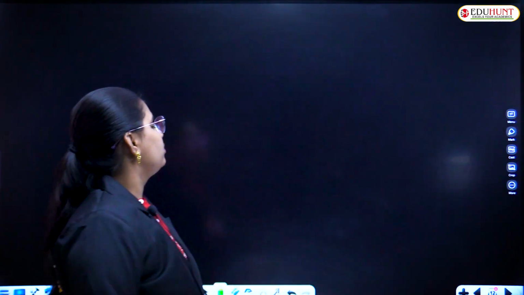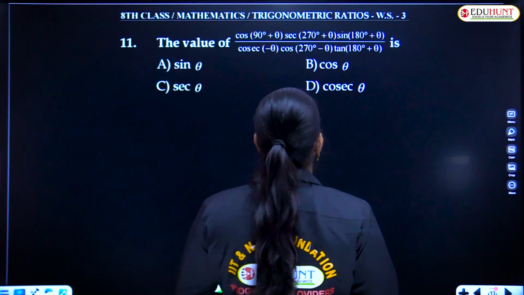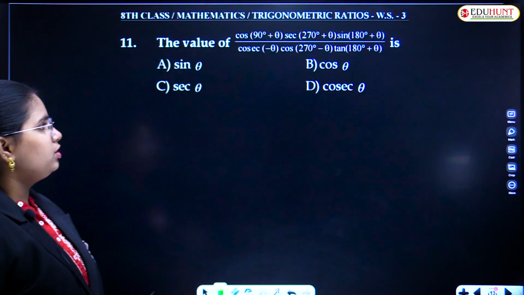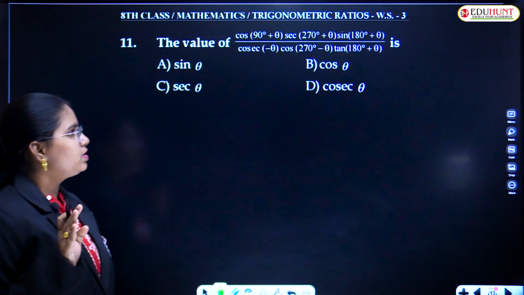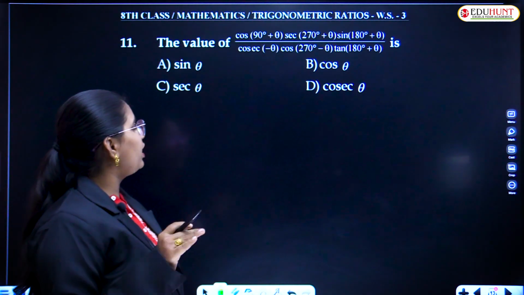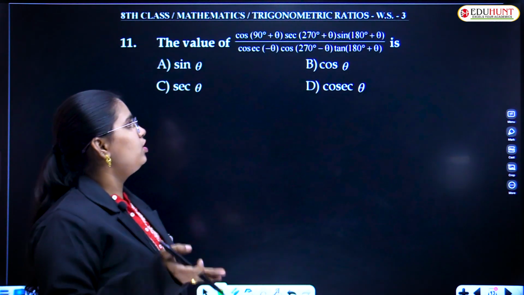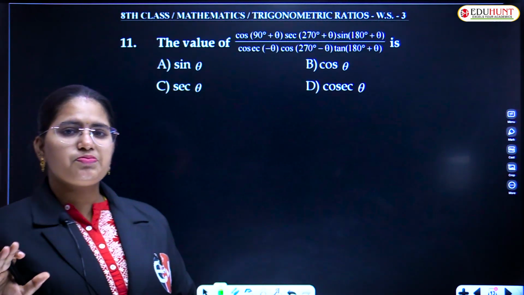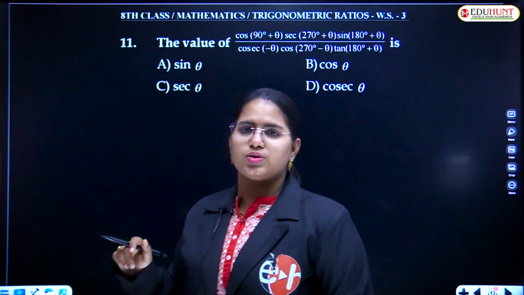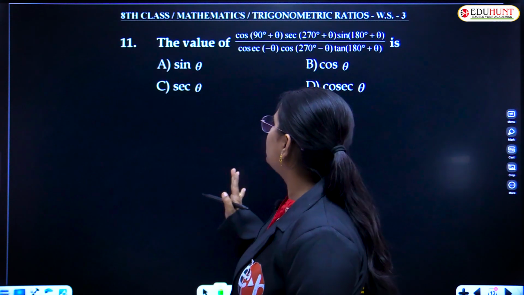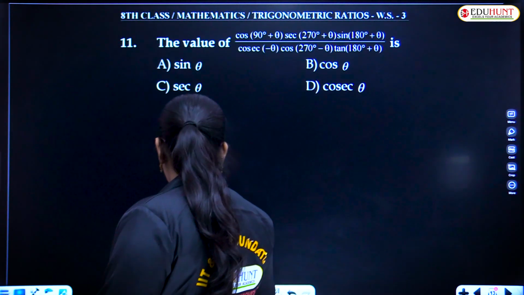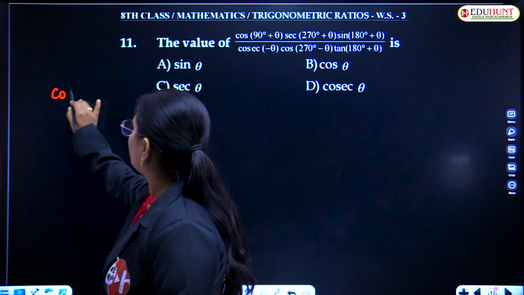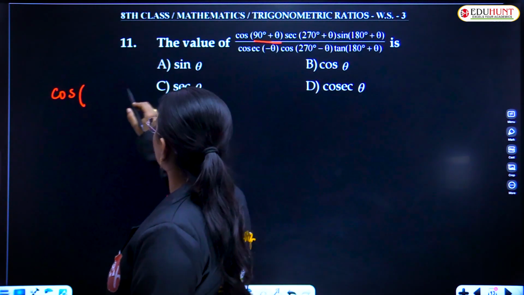So what is my next problem? The value of cos of 90 plus theta, secant of 270 degree plus theta, sin of 180 degree plus theta, divided by cosecant of minus theta, cos of 270 degree minus theta, tan of 180 plus theta. This particular question I need to find out. So first I will simplify all these things. Are you guys excited to solve this problem? Chalo. So what is the first one? Cos of 90 plus theta.